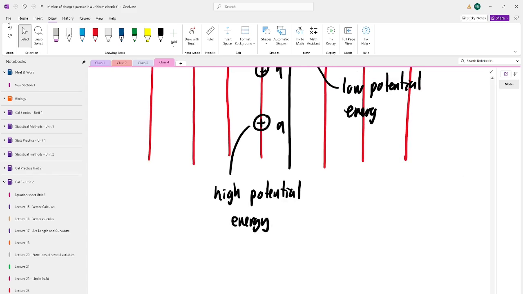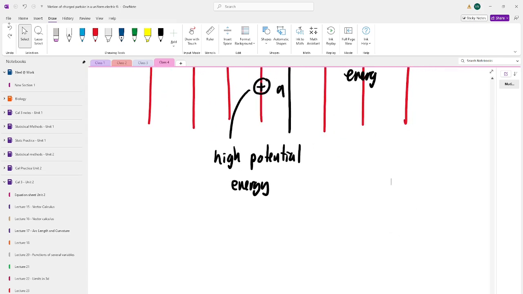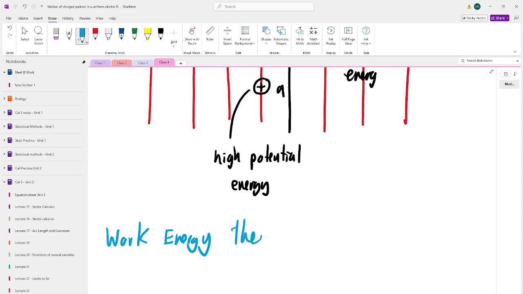We can now translate this a little bit to what we know already about energy, because we know that total energy is equal to the kinetic energy plus the potential energy. And now we've defined a new sort of potential energy, so we can combine these in what's called the work energy theorem. So let's write it down, the work energy theorem.